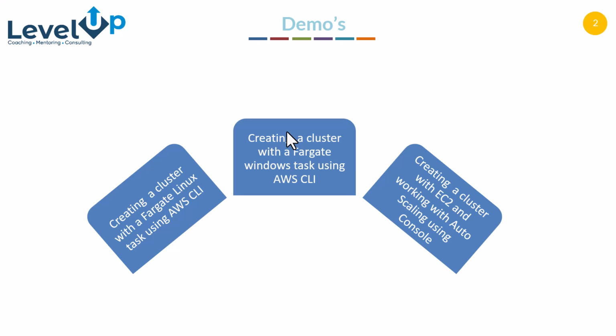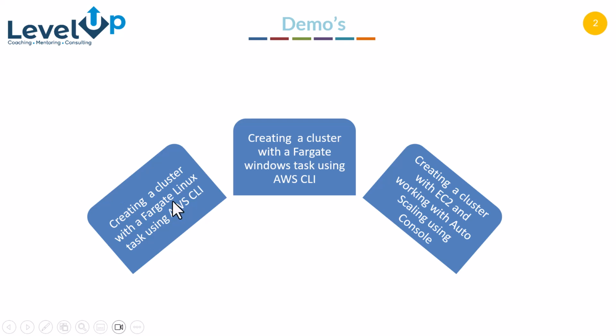And then we'll also create a cluster with a Fargate Windows task using AWS CLI again. And then we will create a cluster with an EC2 instance. Now we know that Fargate is serverless, right? So the first two demos are using a Fargate serverless cluster. The third one is creating a cluster with EC2 instances. And we'll also see how to work with this feature called autoscaling. These are the three hands-on demos that we are going to look at in this session.